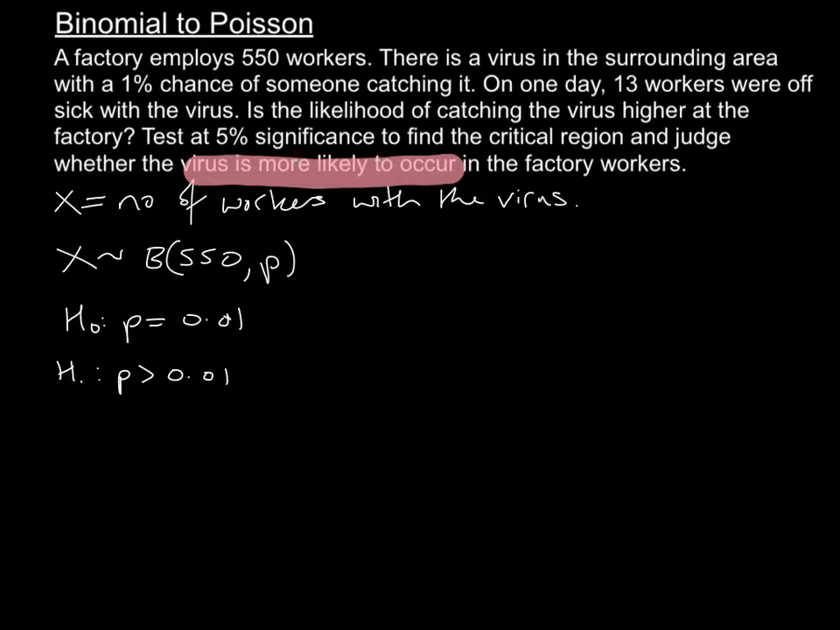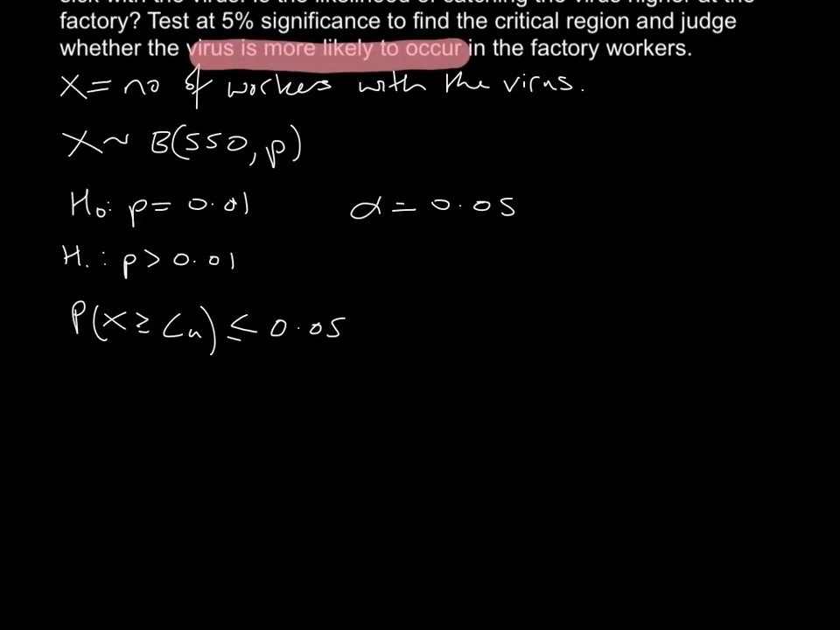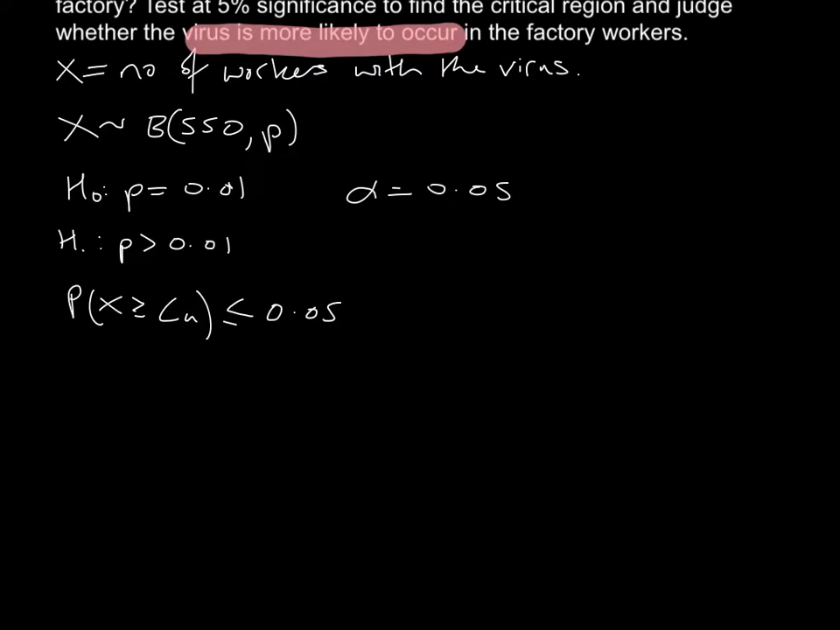So that is seeing whether the probability is greater, and we're testing at the 5% significance level, so alpha is 0.05. So we're being asked to find the critical regions. So we're finding the probability that x is greater than or equal to the upper critical region, which is going to be less than or equal to our significance level. So we're going to be trying to find that. However, we're not going to be able to use our tables with this information here. So instead we're going to have to do an approximation.